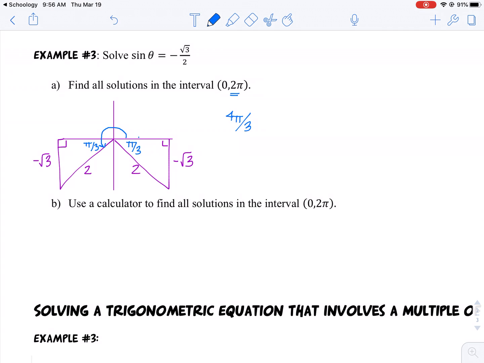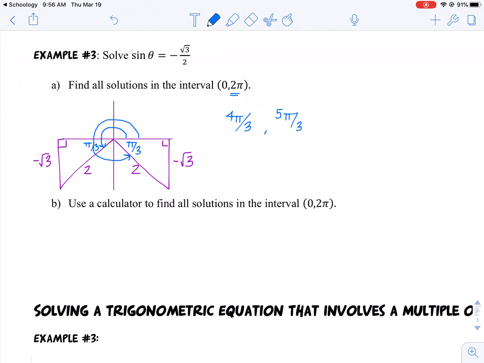Then I would again start at the same spot, go all the way around and here. So I'm pi thirds away from 2 pi, so I would have 5 pi over 3. So those are the only ones in my interval. Remember, I can only go 2 pi, so no more revolutions are possible.